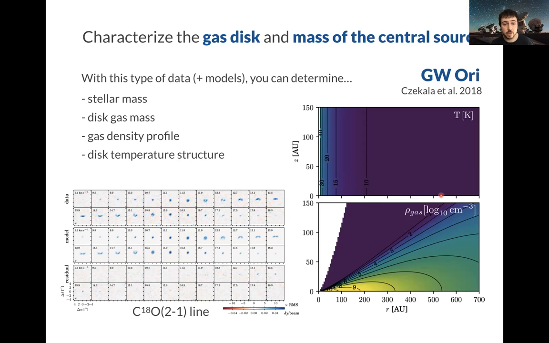And of course, if you have a disk model, you can also compare your model with your observations to infer the total mass of gas in the system, what the density profile looks like, and what the temperature structure is in the disk.